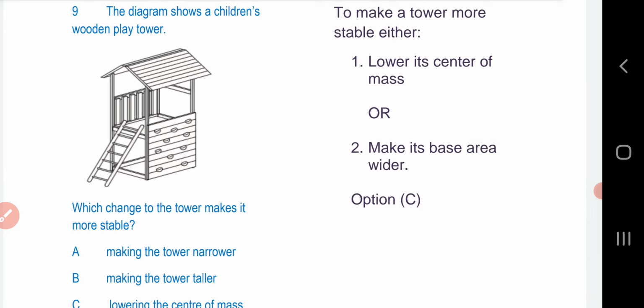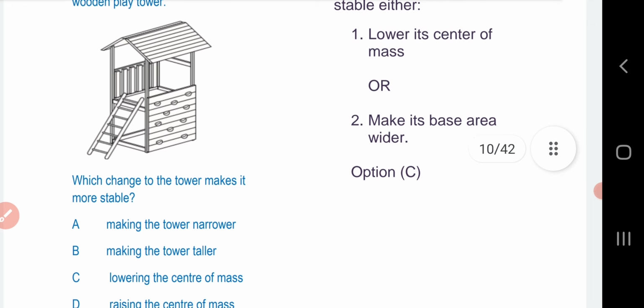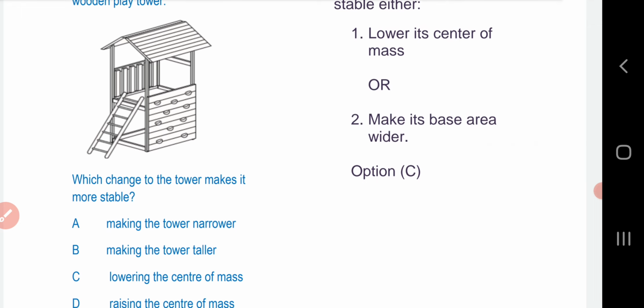Question number 9. The diagram shows a children's wooden play tower. Which changes to the tower make it more stable? And the answer is, to make a tower more stable, we have to do two things. Number 1, lower its center of mass, or number 2, make its base area wider. Answer is option C, lowering the center of mass.